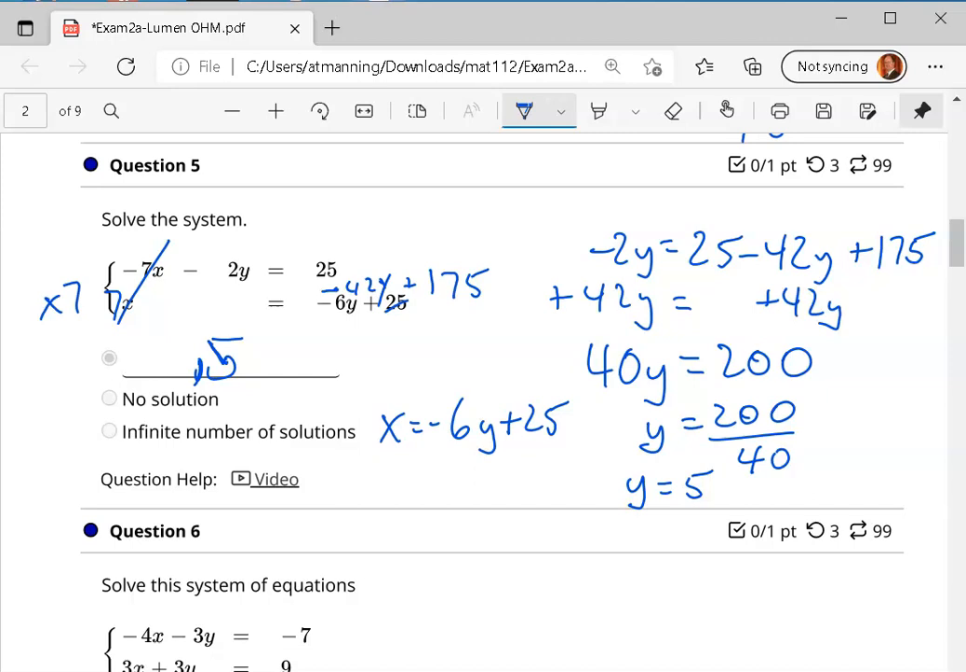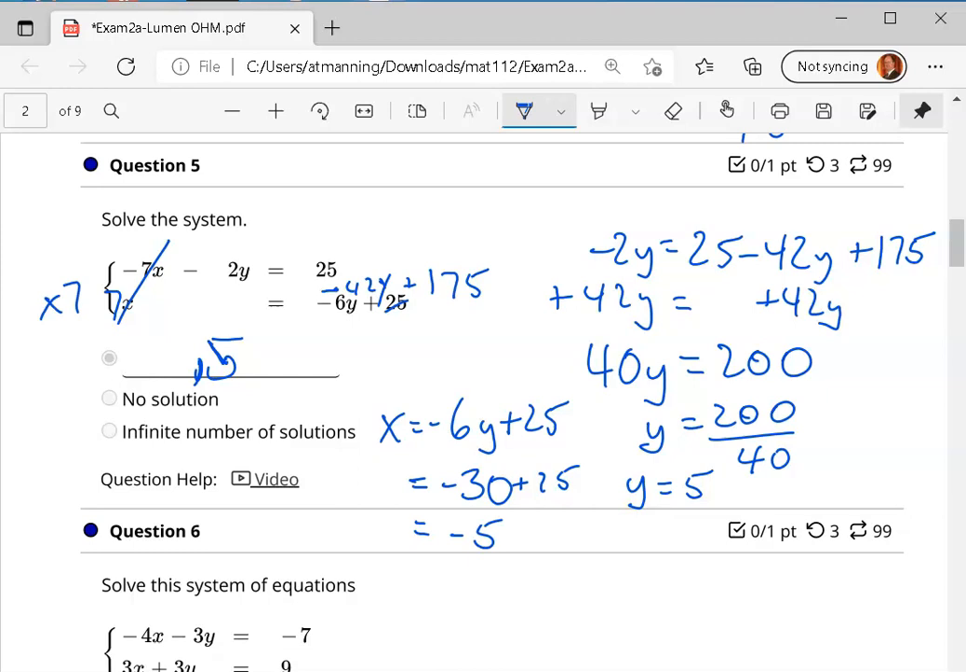Well, if y is 5, what does that give us for x? Well, let's plug in the 5 for y. That's equal to minus 6 times 5, which is minus 30, plus 25, equals minus 5. Now, you could have done it the other way around. You could have solved for x and then plugged x back in, knowing the value, and figured out what y is. But I found out x first because it just looked easier.